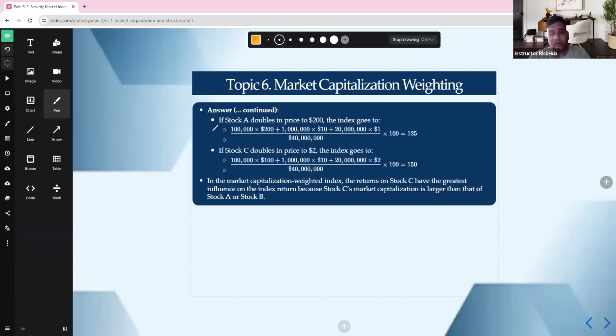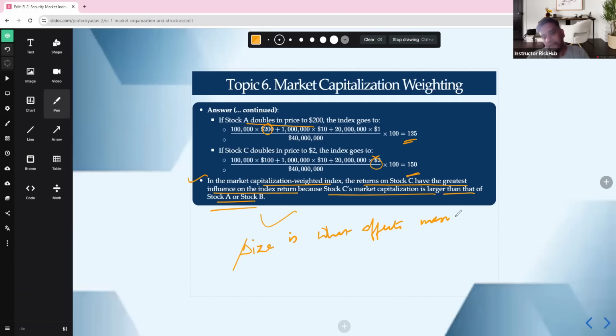Here we had done this also: if it doubles in price to 200, and it doubles in price to 125 and 150. In the market capitalization weighted index, the stock returns on stock C have the greatest influence on the index return because stock C's market capitalization is larger than that of stocks A and B. So size is what affects your market cap index.